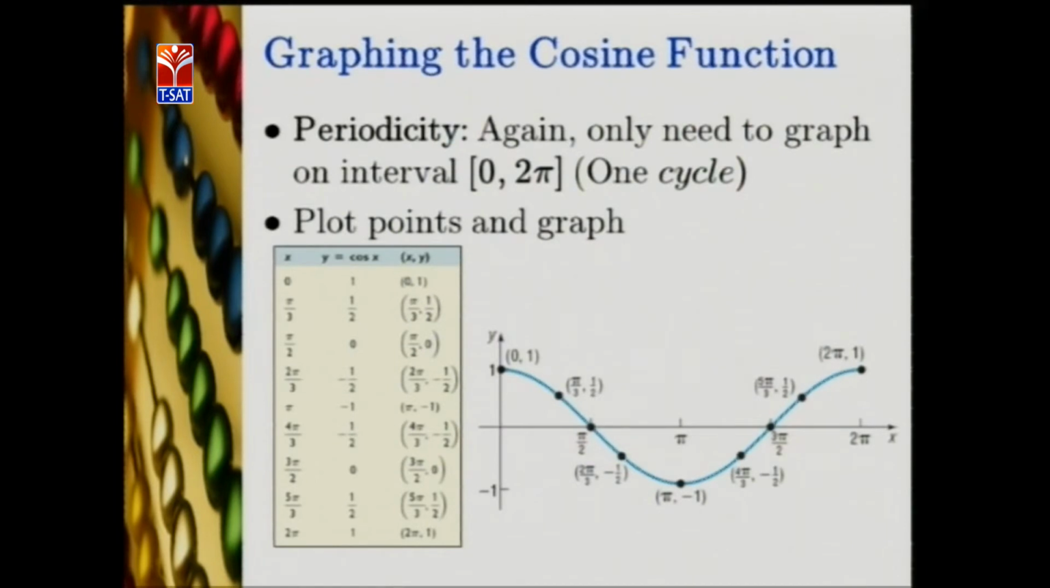Now coming to the range. The range lies between minus 1 to plus 1. So the range of this cosine function is also minus 1 to plus 1. Next come the x-intercepts and y-intercepts.